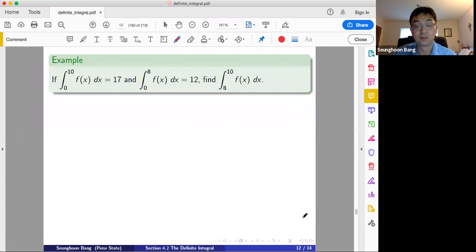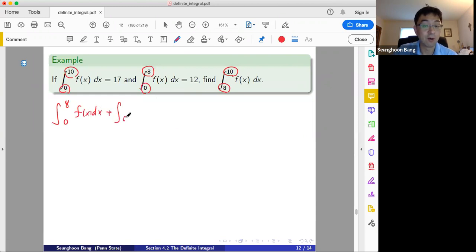So how can you solve this problem? Here we have 0, 10, 0, 8, 8, 10. You can use this rule. The integral from 0 to 8 of f of x dx plus the integral from 8 to 10 of f of x dx: the upper limit is the same as the lower limit, so you can combine them into the integral from 0 to 10 of f of x dx.